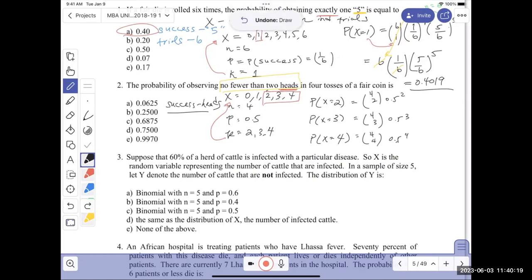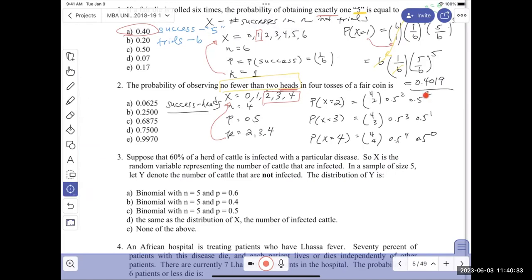So because it's 0.5, I can write it, because 1 minus that is 0.5. And failures will be 2, 1, and 0, because these need to sum to 4 all the way down. And the probabilities need to sum to 1.